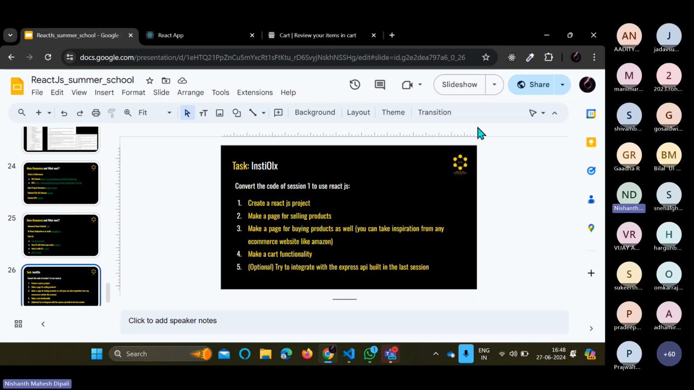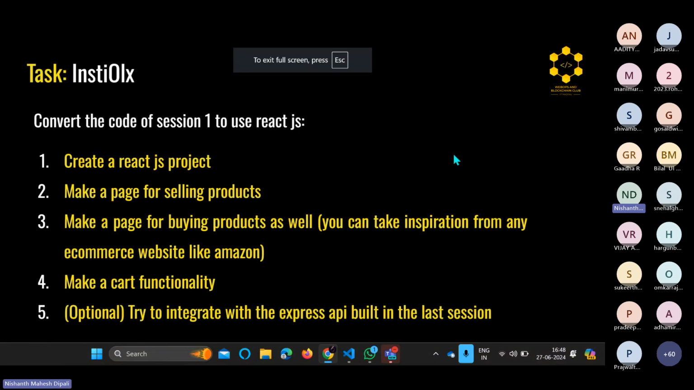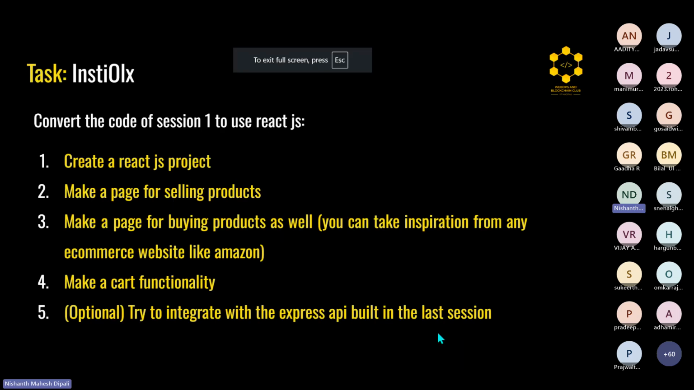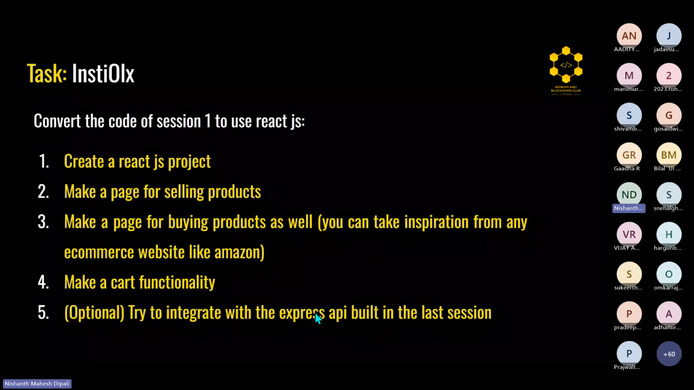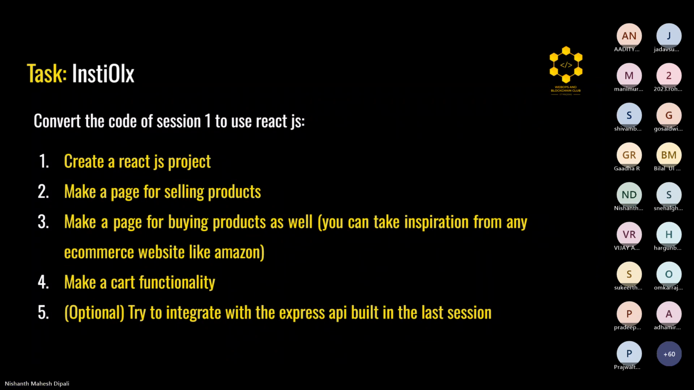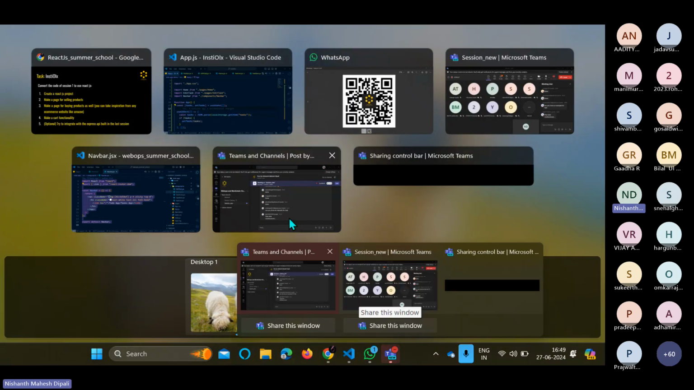So this is the compulsory task. Optionally, later on, after all the sessions, you could integrate the Express API you built in the last session with this front end. But this is optional, which you have to do later on, not now. So until the fourth point, you have to complete it. That's about it for today.